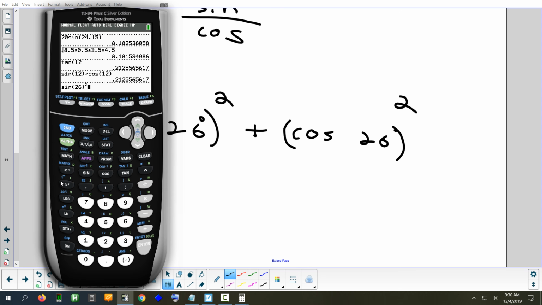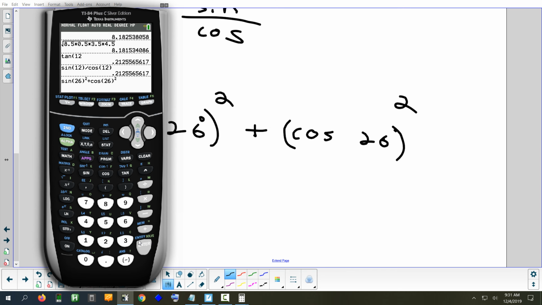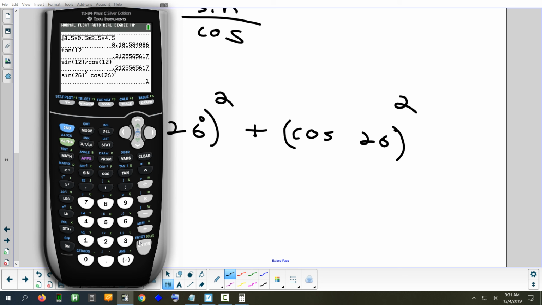So there's the sine of 26 squared. Here's the cosine of 26 squared. Anyone know what's going to happen when I hit enter? It's going to be a very nice number. 1. And it didn't matter what number you gave me. 26, 16, 12, 98, 22.4. It would have always come out to 1, no matter what.